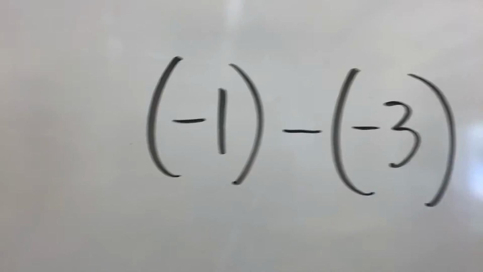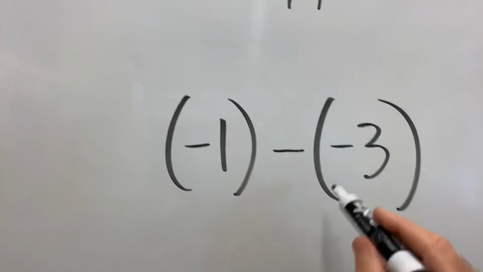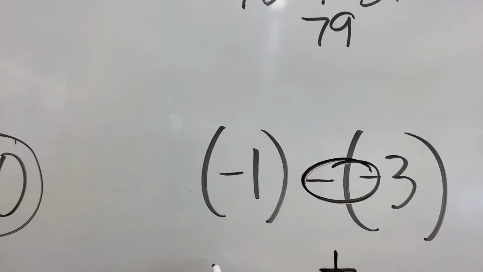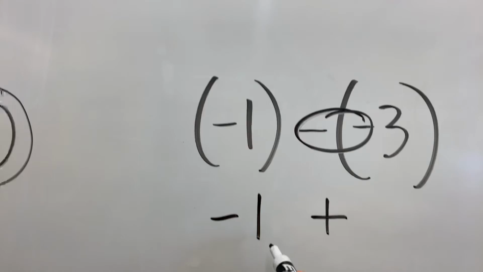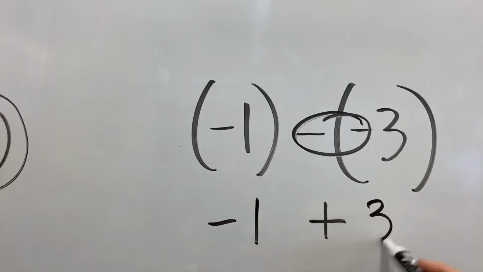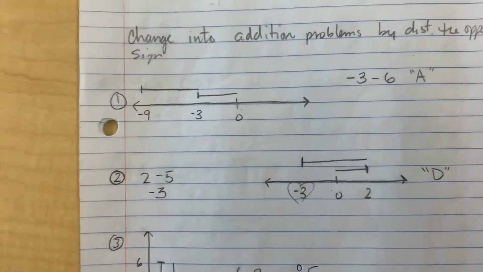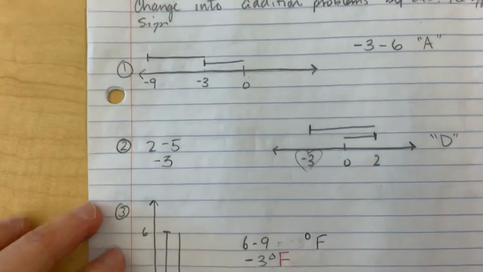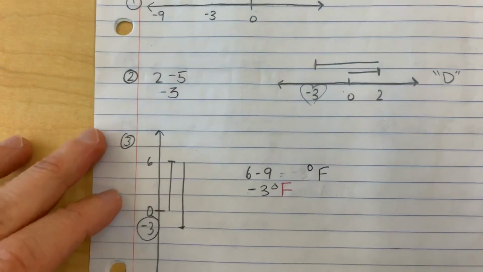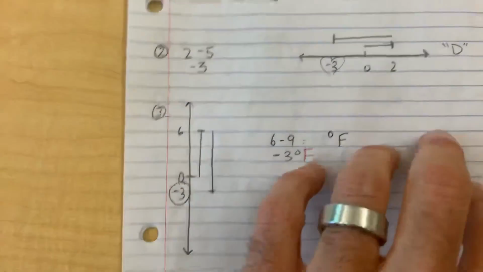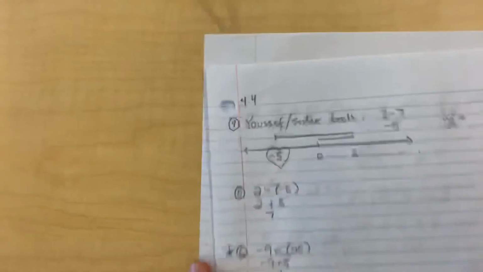Last but not least, we have this ugly gem, double negatives. Negative 1 plus 3. I'm going to circle negative 1. Feel free to pause at any time. This is my work. It could be shown differently.